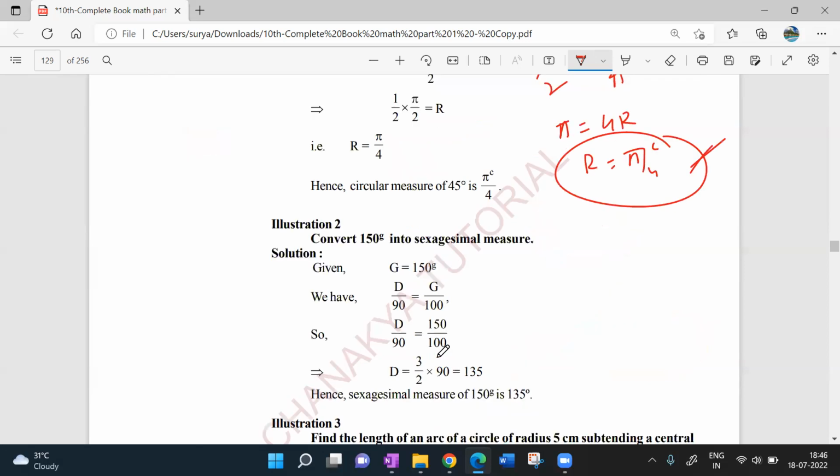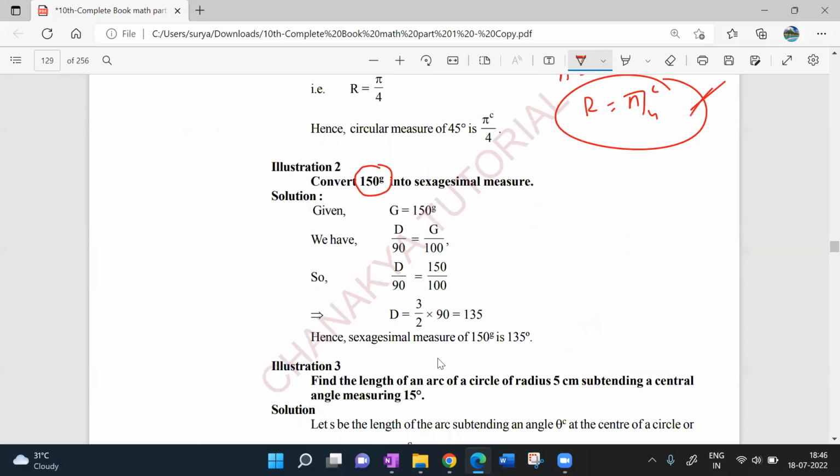Now one more thing. Look at it here. 150 grades is given, and we need to convert into sexagesimal measure, which is nothing but degrees. So what is the relation I know here? D by 90 is equal to G by 100 is equal to 2R by pi. This is the relation I know. Beta, what is he asking? He's asking us to find in terms of degrees. He has given grades.